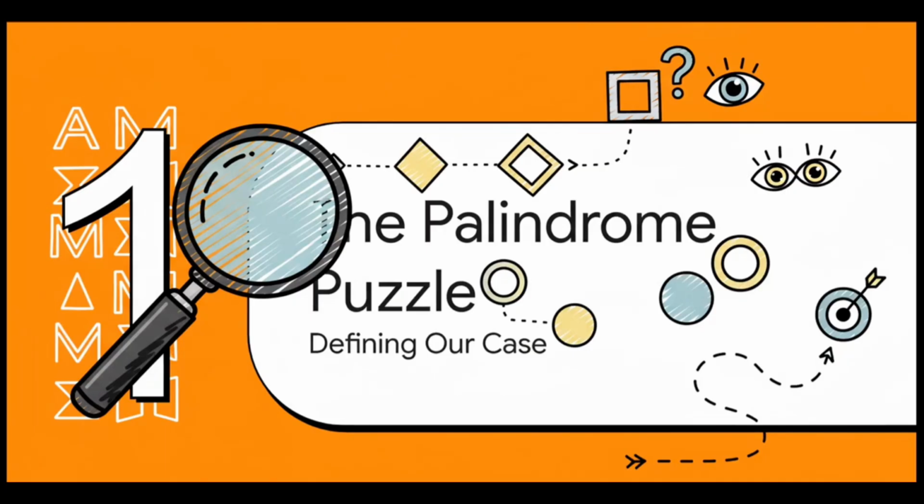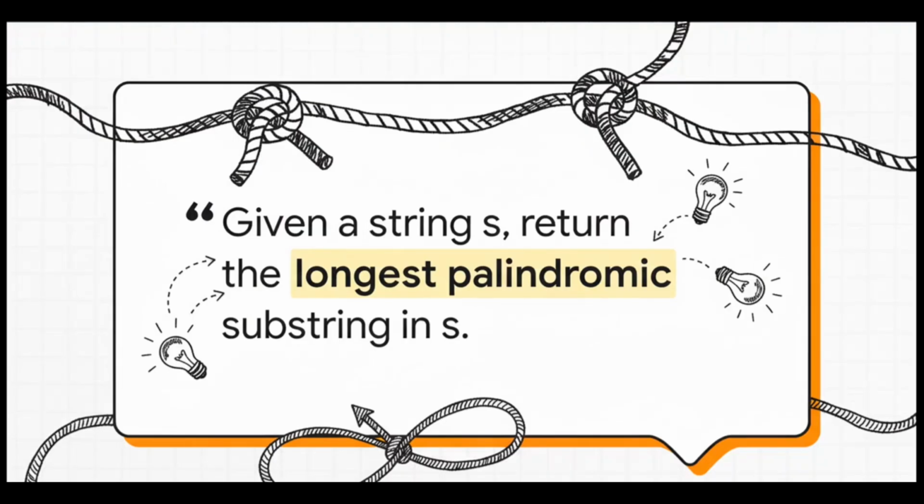All right, first things first. Like any good detective story, our investigation has to start with a crystal clear understanding of the problem. We've got to know exactly what we're looking for, right? We need to define our case and define our clues. So here it is, our official mission briefing, straight from the source. Given a string S, return the longest palindromic substring in S.